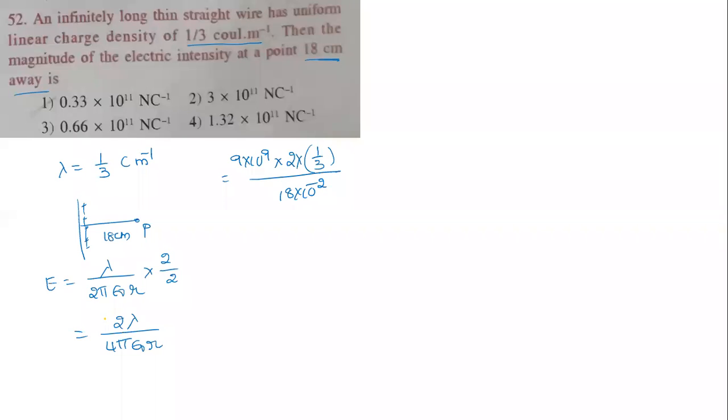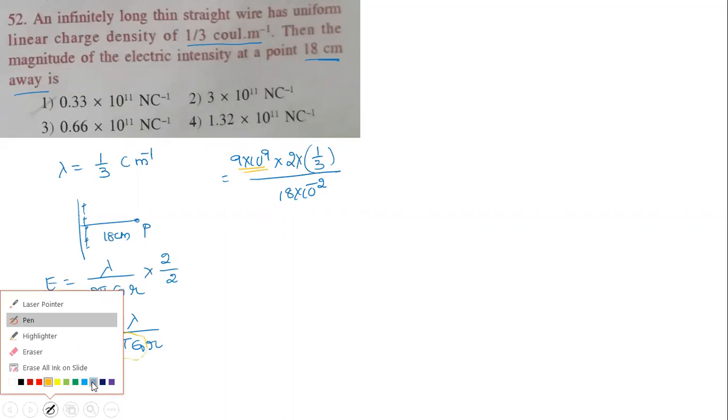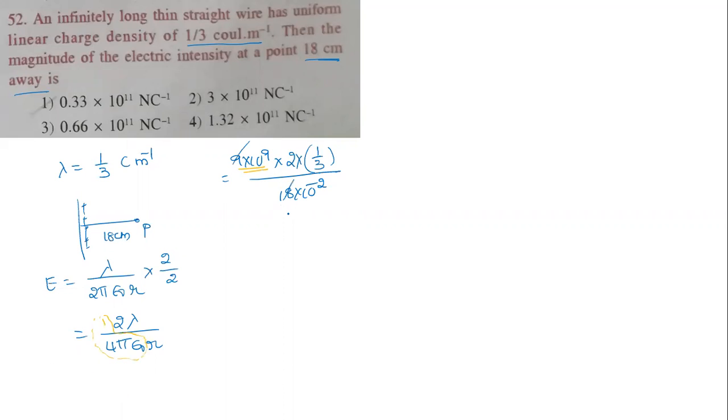How did I take this value? I took 9 into 10 power 9 directly. That's the reason I multiplied, because it makes the calculation easy. Now 9 and 18 cancel, and this 2 and 2 cancel. What is left is 1/3, which is 0.33, into 10 power 9, and 10 power minus 2 comes to the numerator, so it becomes 10 power 11.